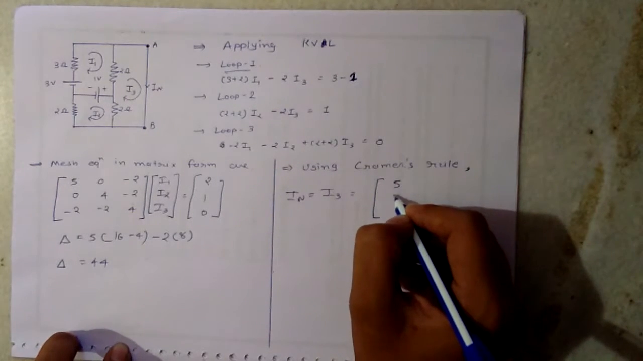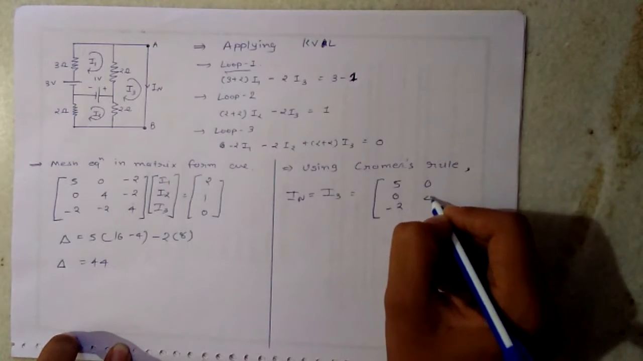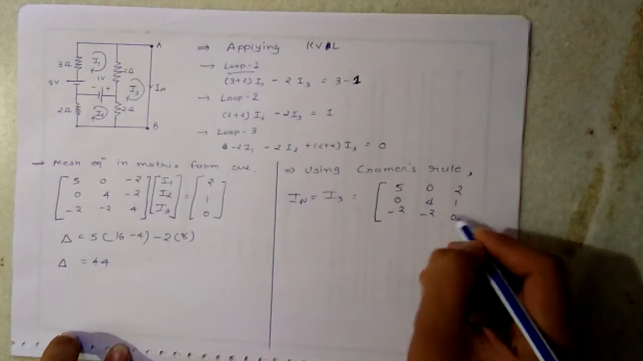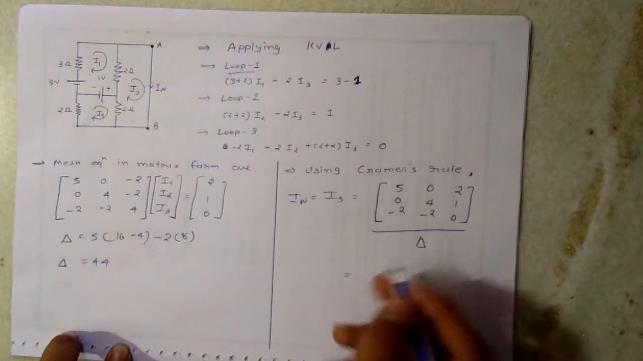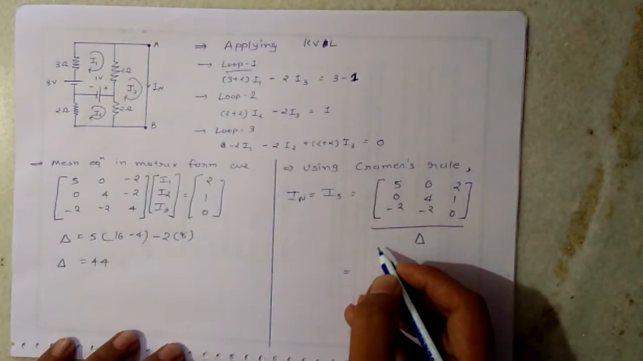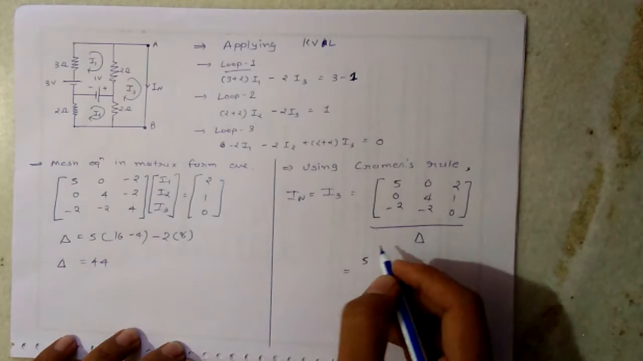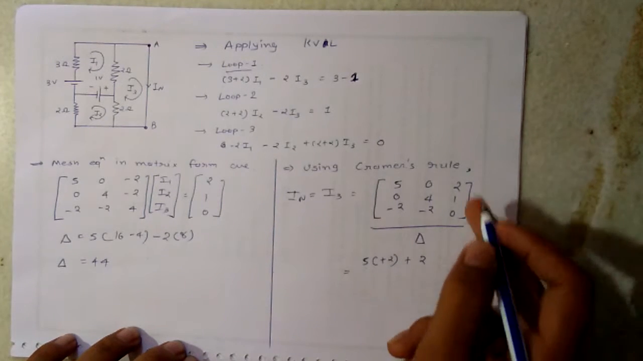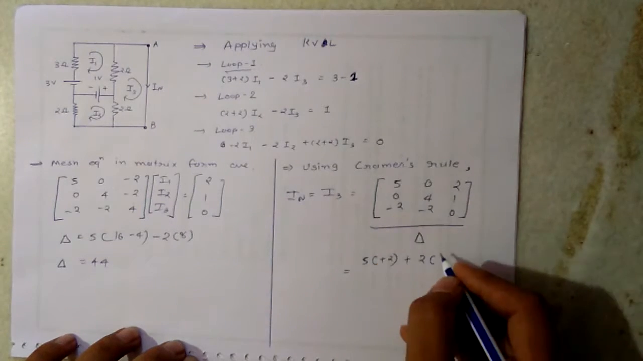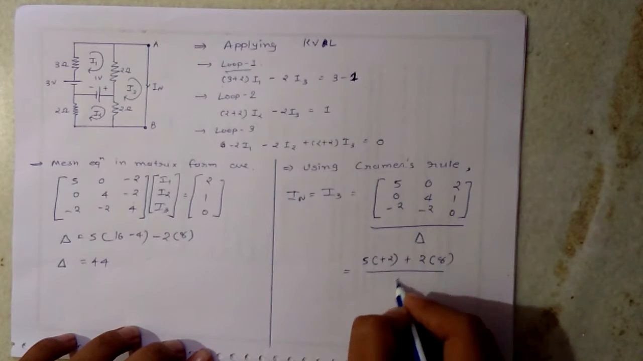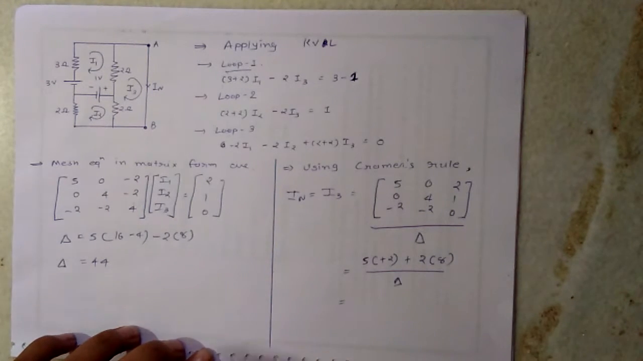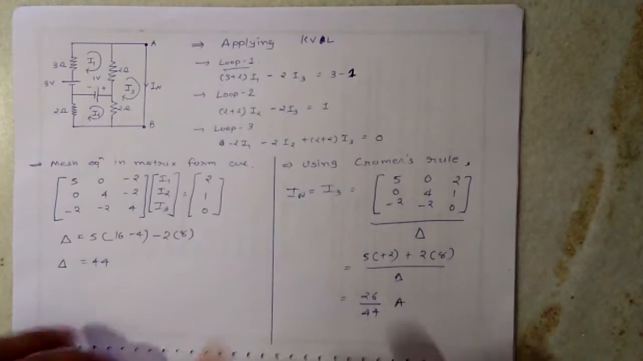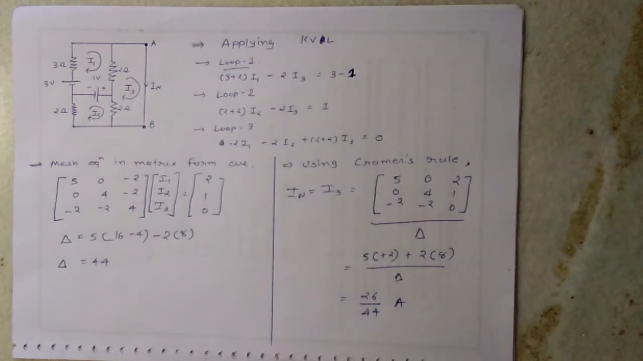the matrix 5, 0, 2, 0, 4, 1, minus 2, minus 2, 0, where the I3 column is replaced by the voltage column, that is 2, 1 and 0, divided by the determinant. Now the determinant of the above will be 5 multiplied by 4, 0, and this is minus minus plus 2 multiplied by 0, and this is 4 to the 8, divided by delta. 5 multiplied by 2 is 10, plus 16, that will be 26, divided by 44 ampere. This will be the Norton's equivalent current.